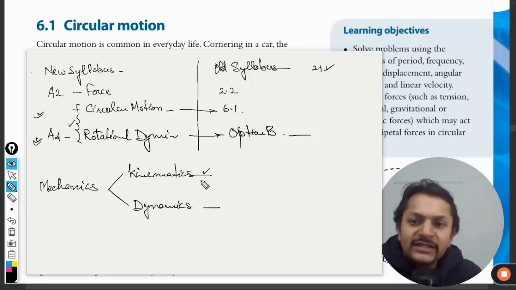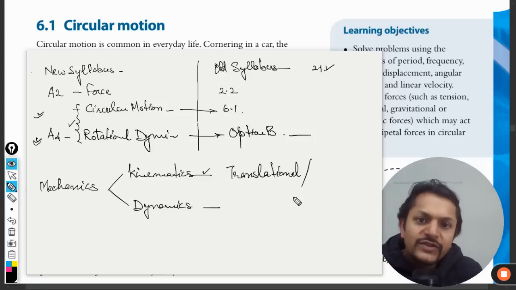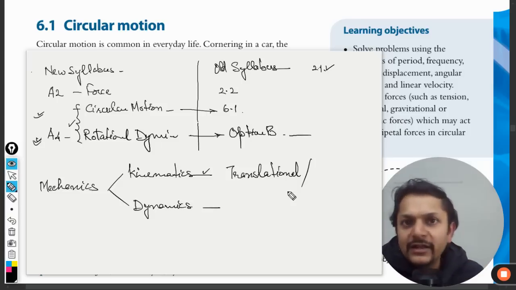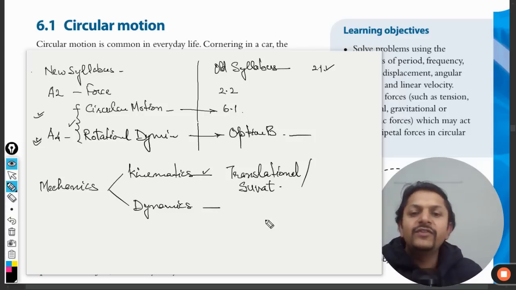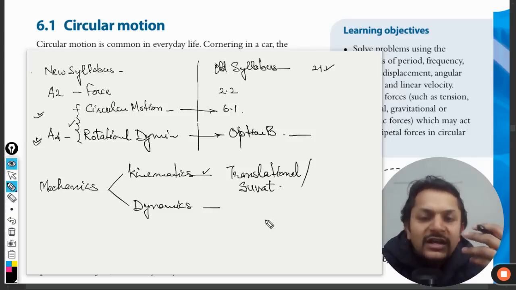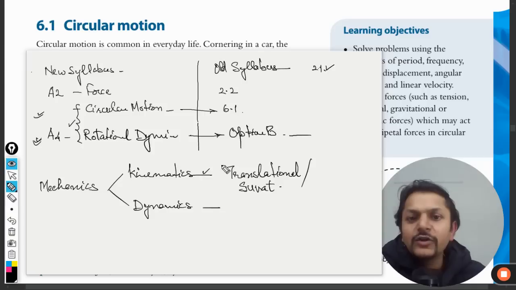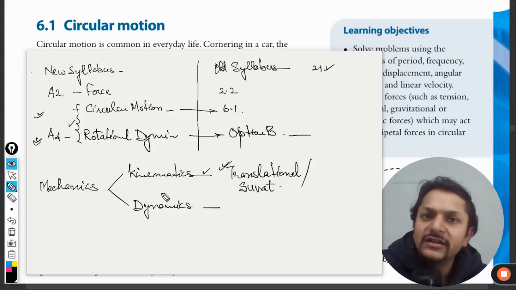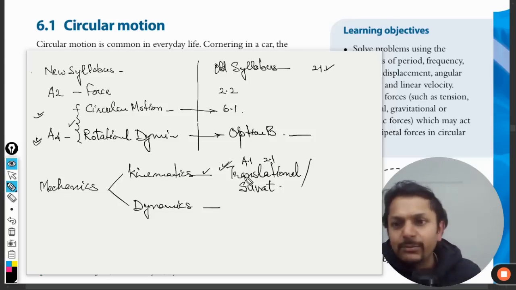Now, kinematics is divided into two parts. Number one is translational motion, the motion which is done in a straight line. So all the SUVAT equations that we have done up to now, and the projectile motion and all that, can be regarded as translational motion. Okay, that we have done. So this part of kinematics is completely done, and that is point A.1, or 2.1 you can say. So this part is completed.